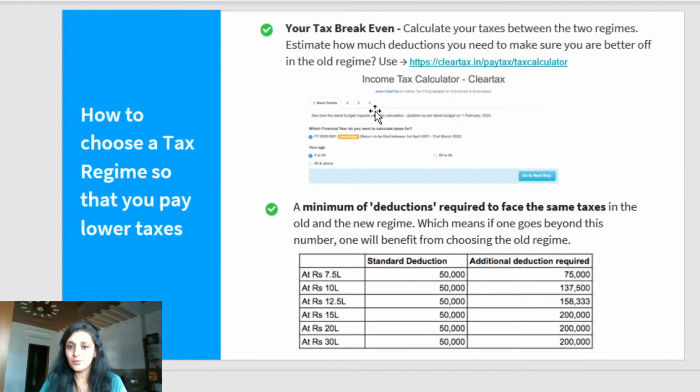Even if you just put in rough amounts, you will be able to calculate the difference between the new and old regime, and figure out on your own, as per the slabs you are falling into, which regime is beneficial for you. This is how the old versus new tax regime works. Figuring out whether you should choose the old or new regime might look complicated, but if you approach it in a systematic way, it is not that difficult.